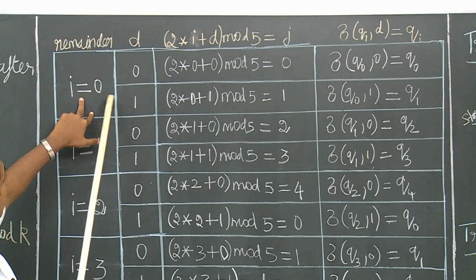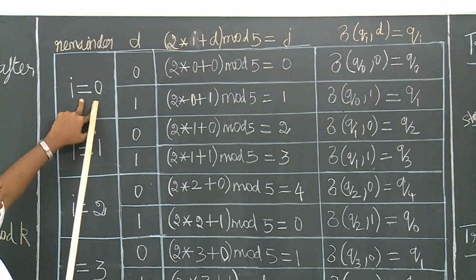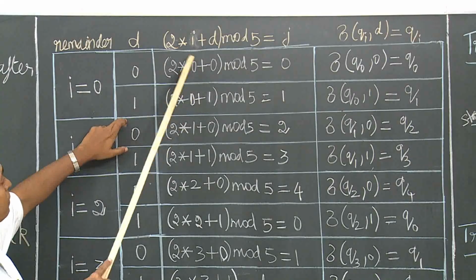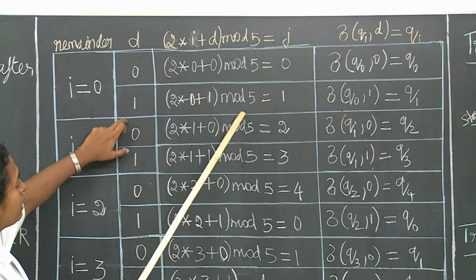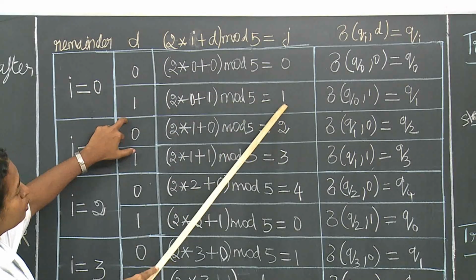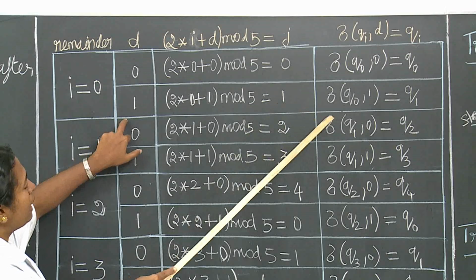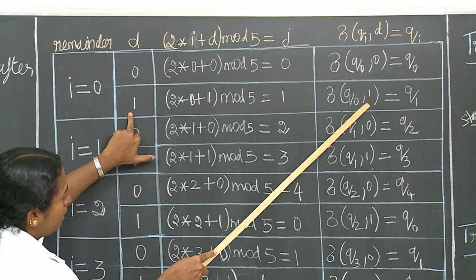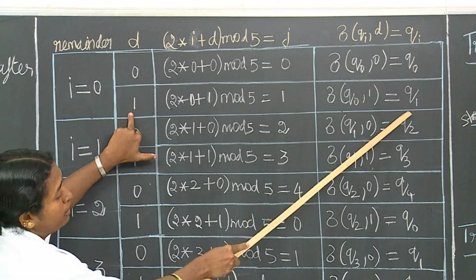Next, the i value remains 0 itself. Now we are changing the input symbol to 1. After substituting this, we will get the value 1. Now the j value is 1. So there will be a transition from Q0 by accepting the symbol 1. It goes to the state Q1.